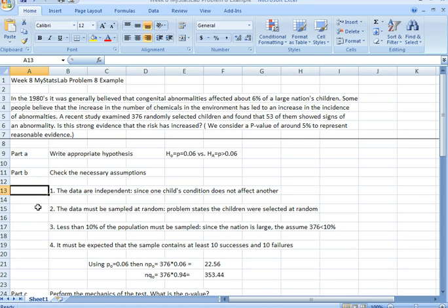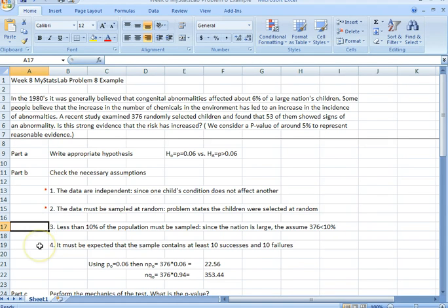Part B asks us to check the necessary assumptions. Assumption 1, that data are independent. Since we know that one child's condition does not affect another, we can say that our data are independent. We'll give that a check mark. Assumption 2, the data must be sampled at random. The problem states 376 randomly selected children, so we can check that one off as well.